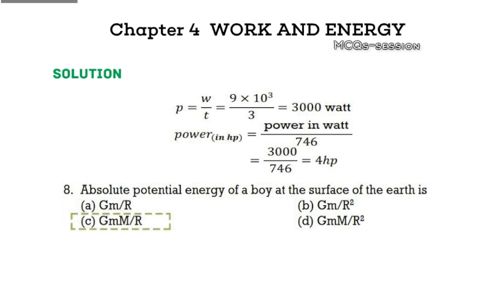Explanation: the formula for gravitational potential energy at the Earth's surface is G times mass of the body times mass of the Earth divided by the radius of the Earth.